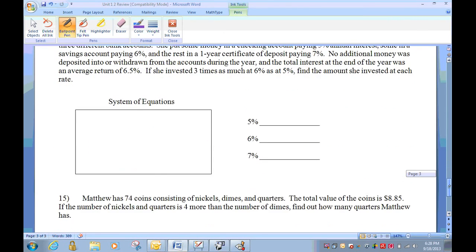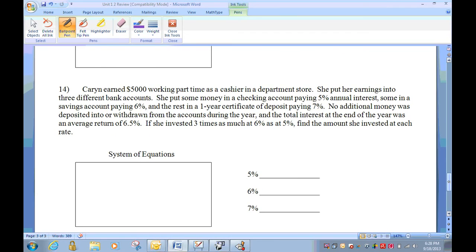Alrighty, the last word problem we have, 2 more, sorry. 14 says Karen earns $5,000 working part-time as a cashier in a department store. She puts her earnings into 3 different bank accounts. She puts some money in a checking account, which pays 5% annual interest, some into a savings account, which pays 6% interest, and the rest in a 1-year certificate of deposit paying 7% interest. No additional money was deposited or withdrawn from the accounts during the year. And the total interest at the end of the year was an average return of 6.5%. Okay, so let's start off.